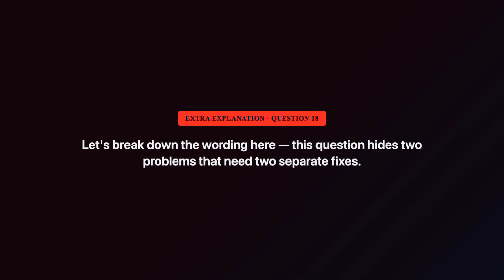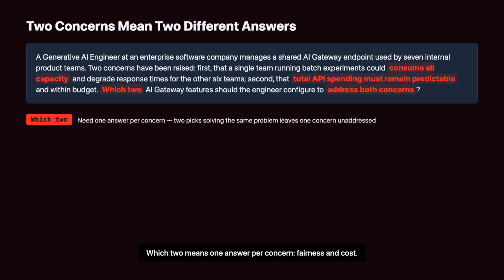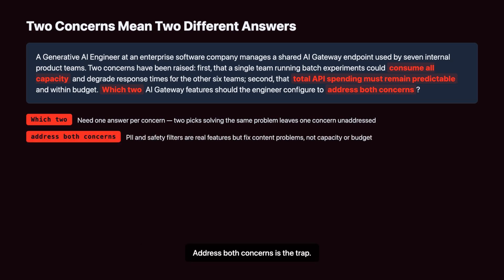Let's break down the wording here. This question hides 2 problems that need 2 separate fixes. Imagine 7 teams sharing one elevator. One team books it all afternoon. Everyone else is stuck. That's this question. But for API capacity and budget, which 2 means 1 answer per concern? Fairness and cost. Address both concerns is the trap.